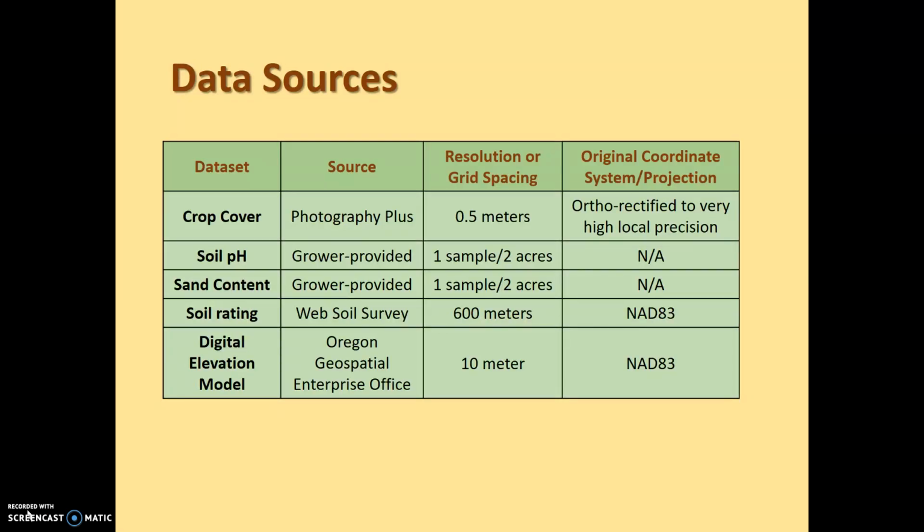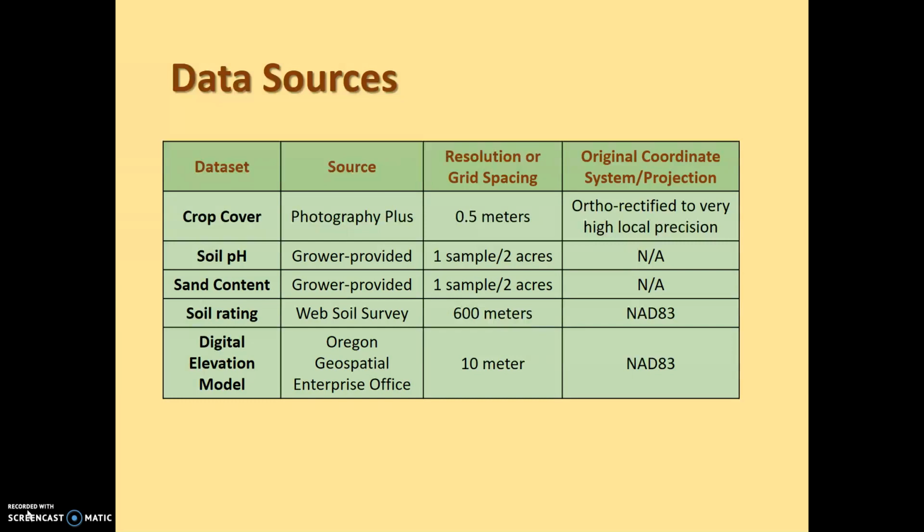The data sources I have: crop cover was provided by Photography Plus. I've been working with a grower out in the Columbia Basin, and they have all of this data. I also got some data from the NRCS Web Soil Survey. For the Photography Plus data, the resolution is 0.5 meters. It was orthorectified to very high local precision, so it's probably a custom projection.